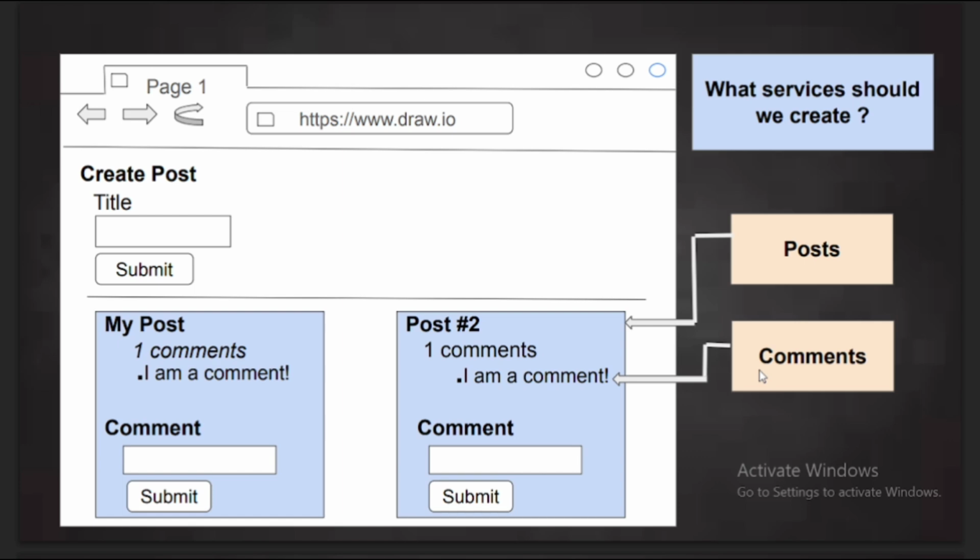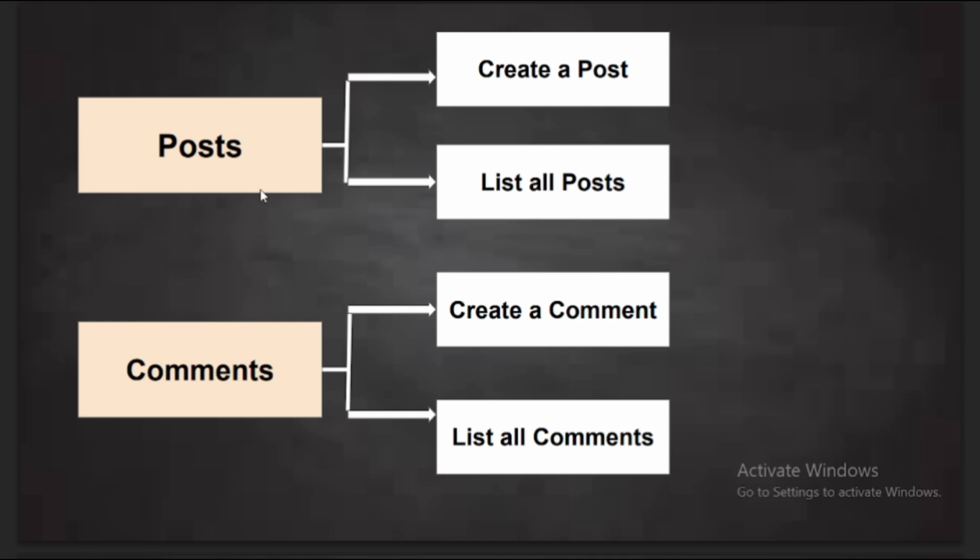And we will have a comment service that is going to be in charge of handling comment creation and listing all the comments out. When we start to think about these different services, the first thing we want to do is picture the different goals or responsibilities of each service. The post service has the responsibility to create a post or list all posts, whereas the comment service has the responsibility to create a comment or list all comments.